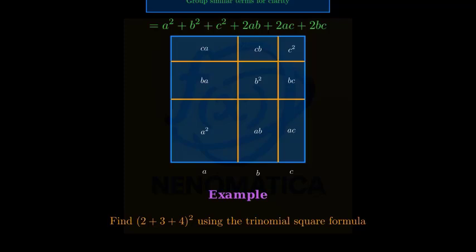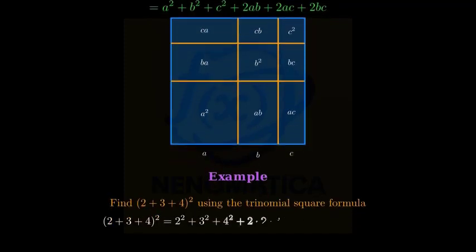Suppose we have a equals 2, b equals 3, and c equals 4. Let's calculate the square of their sum. To solve this, we'll substitute a equals 2, b equals 3, and c equals 4 into our formula. We have the square of the sum is equal to a squared plus b squared plus c squared plus 2ab plus 2ac plus 2bc.